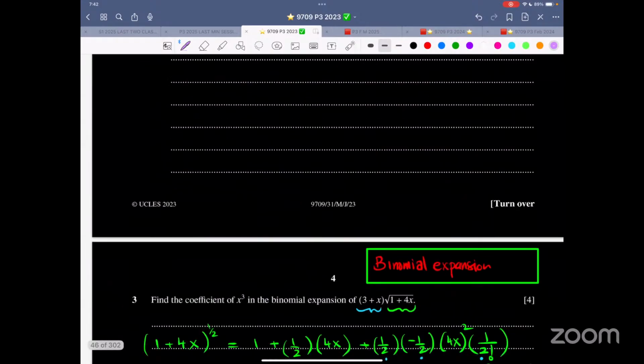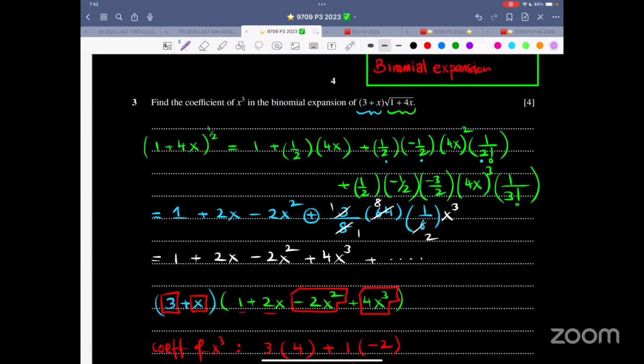Let's move ahead. Question number 3, that's binomial. It says find the coefficient of x cube in this expansion. 1 plus 4x raised to power of n. First term is 1. Make sure of that. This is 1. This is nb power 1 over 1 factorial.